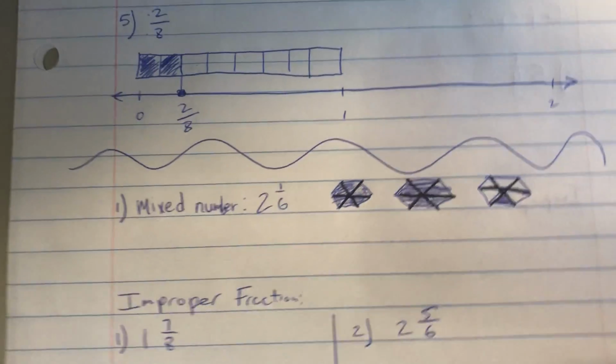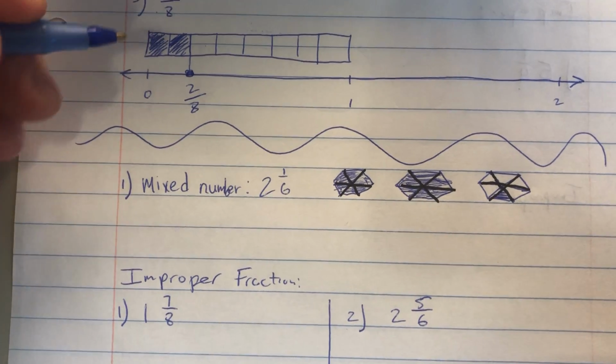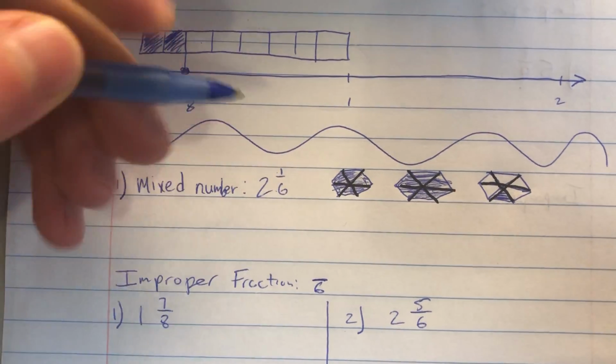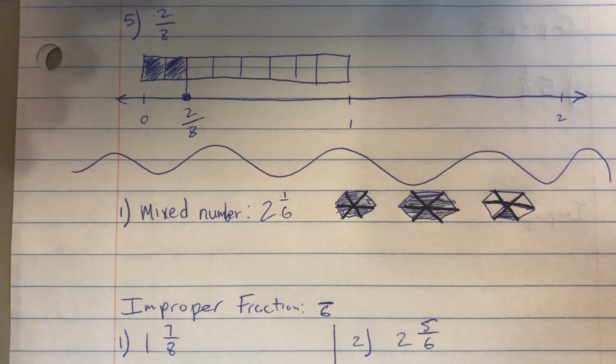So here's how we do that with an example right here, number 1. Number 1 is 2 and 1/6. Right, so when I add this on, the first thing I'm going to do is write my denominator, which is 6. That's my denominator for my fraction. In the mixed number, that's going to be my denominator for the improper fraction.